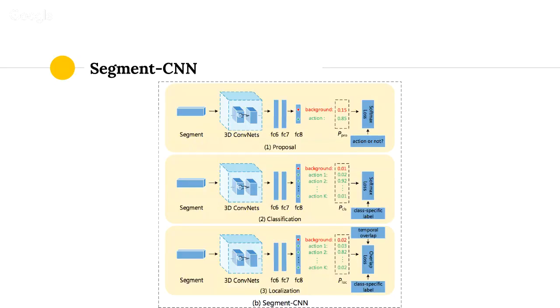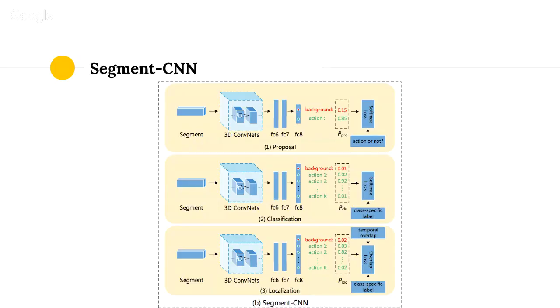Well, I have been working on it, and they build 3 models. The first one is a proposal network, which is the same as the 3D convolutional network, but at the last layer there are only 2 neurons, which say whether it's action or background. So it's a way to pre-select the segments that need to be further classified. The second network is a classification one, which at the last layer has a classification over all the available activities, and the last one is a localization network.